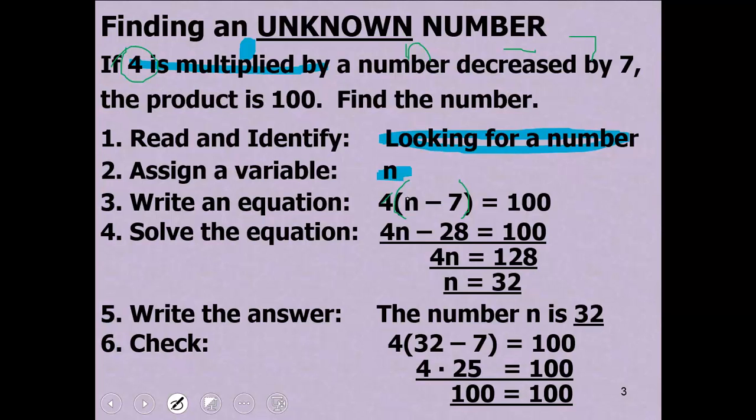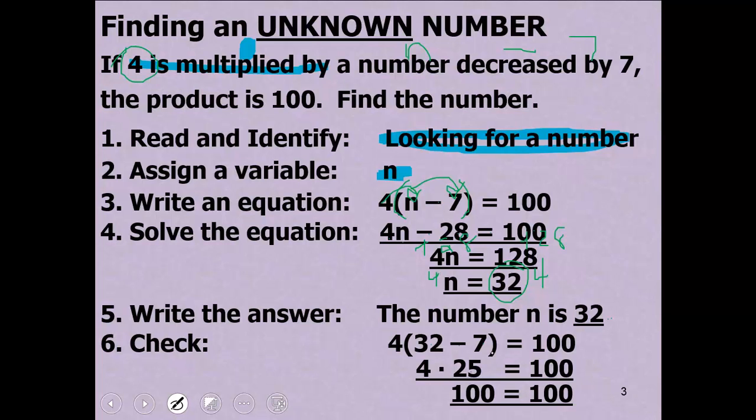Now we use our solving techniques that we know. We have to distribute first, so I get 4n minus 28 equals 100. Then I have to add 28 to both sides, so I'm going to squeeze that in. And then I have to divide by 4. And that's how I get n is 32. So we're going to write the answer. The number n is 32. And then we're going to check for reasonableness. If I plug this into my equation, then I should get 100 on each side of my equal sign. And when I do the math, I do.